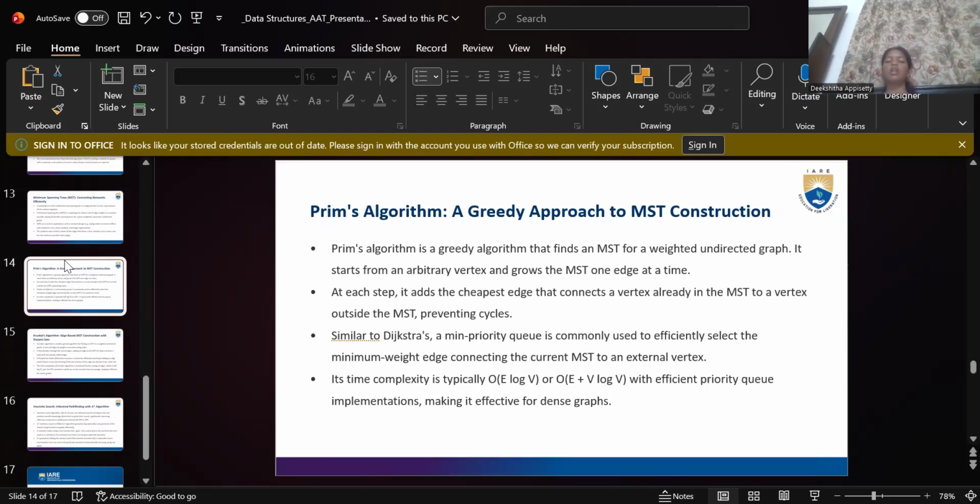the MST, preventing cycles. Similar to Dijkstra's algorithm, a min priority queue is commonly used to efficiently select the minimum weight edge connecting the current MST to an external vertex. Its time complexity is typically O(E log V) or O(E + V log V) with efficient priority queue implementations, making it effective for dense graphs.